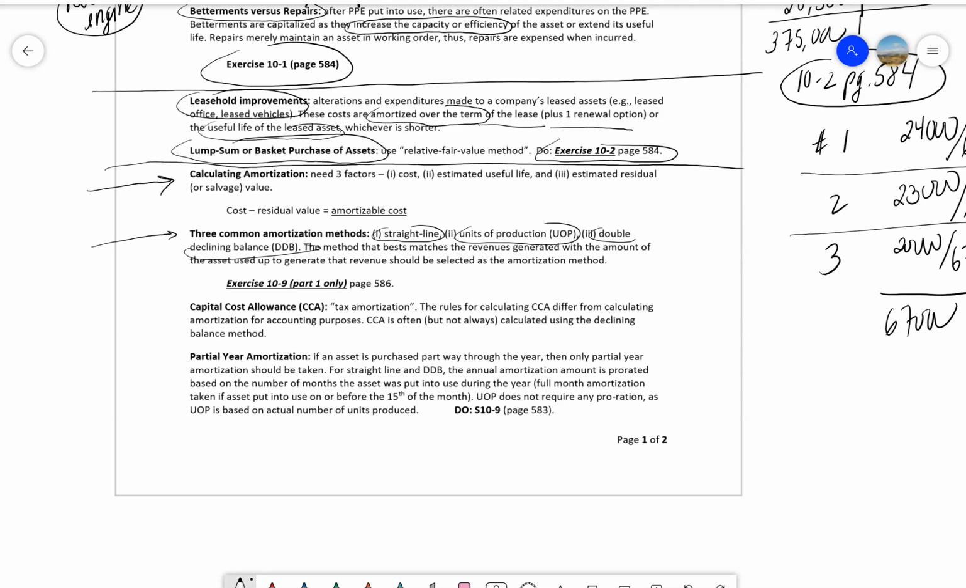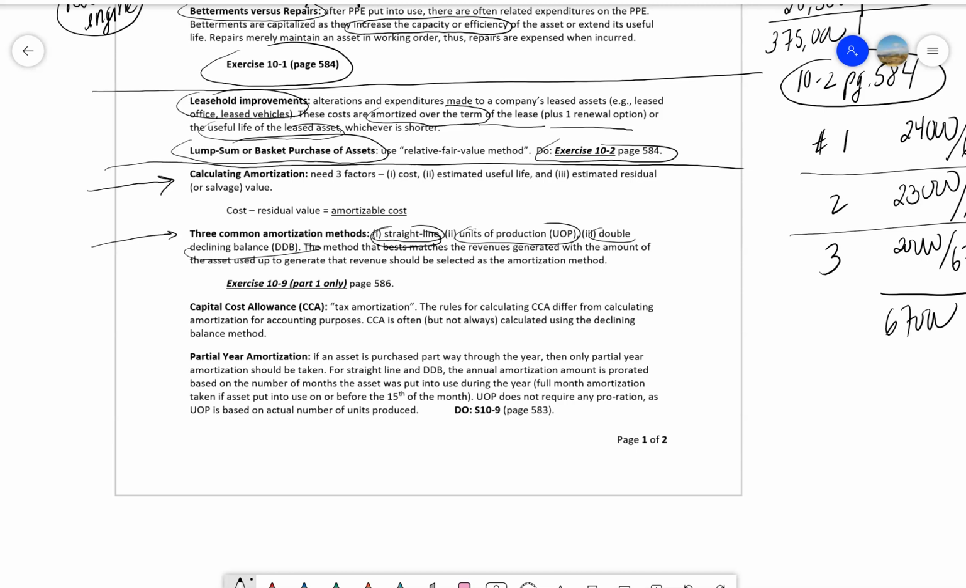And so when we talk about straight line, and this is what we reviewed in the earlier chapter, it's sort of like even wear and tear. You buy a building and you're going to use it for 50 years, and the wear and tear is probably going to be the same over each year.